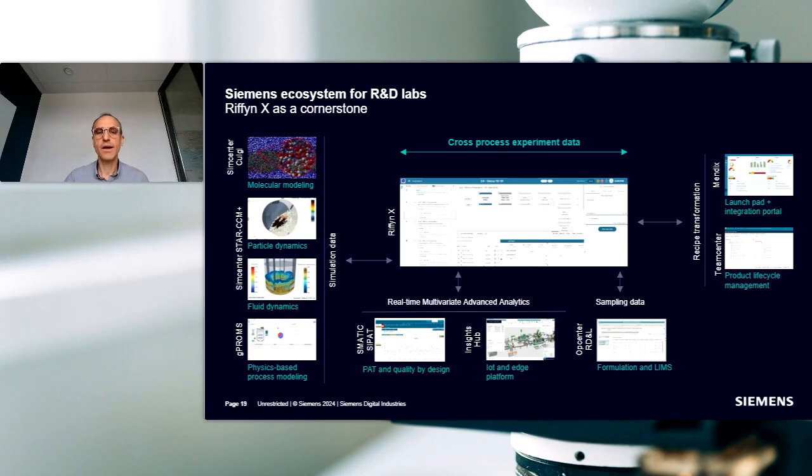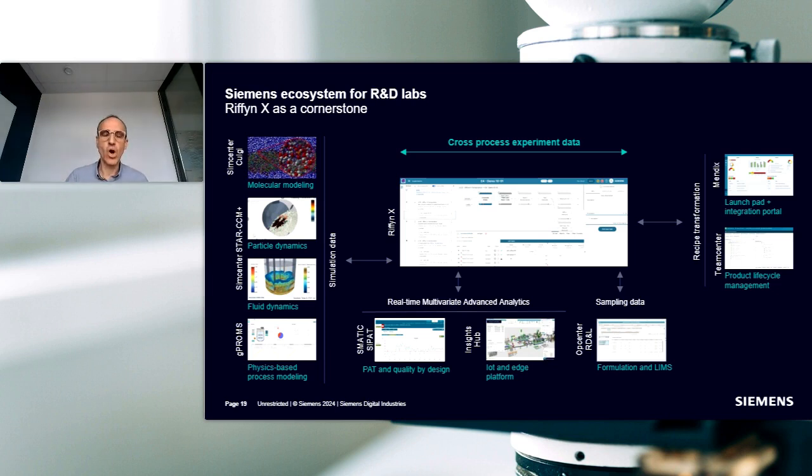Just a step back, here we're placing Riffyn a little bit at the center, but just to give you an overview, a highlight of Siemens' presence in the lab and in the R&D space. Julien already mentioned that Soften Lab is a Siemens partner with many other tools that we can use in the lab. And that's where we see the interaction of Riffyn with the rest of the ecosystem that you already have, but also the rest of the Siemens ecosystem.